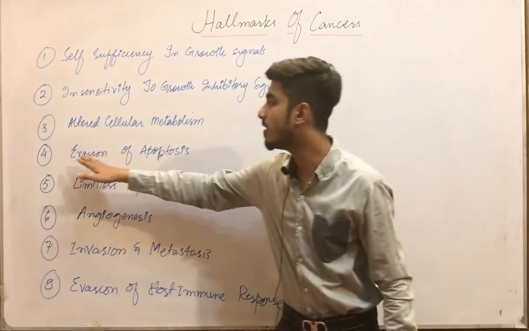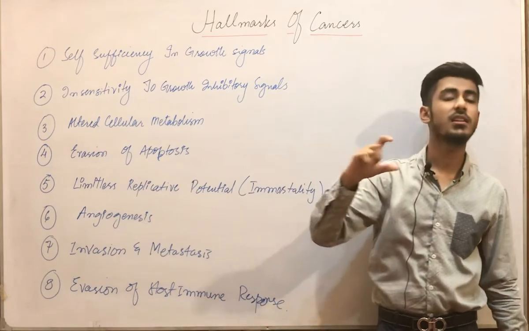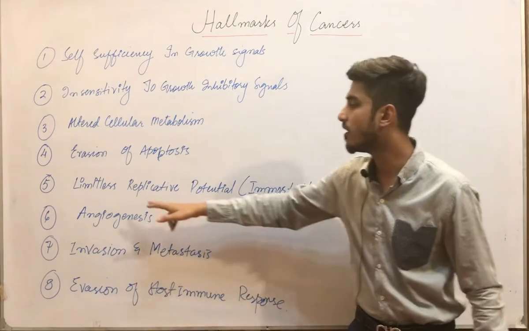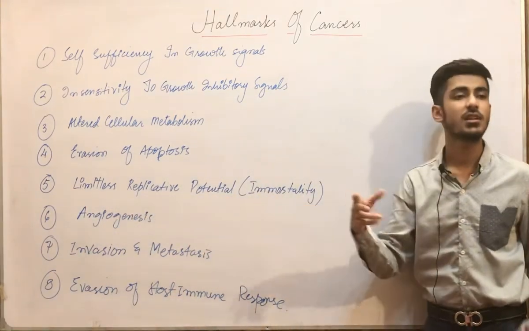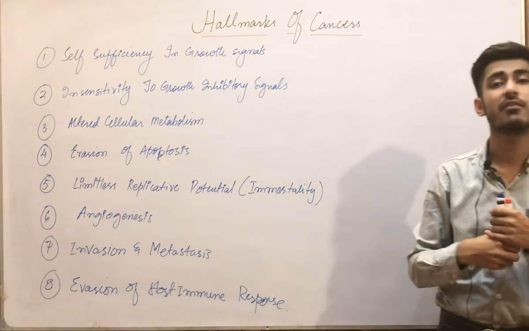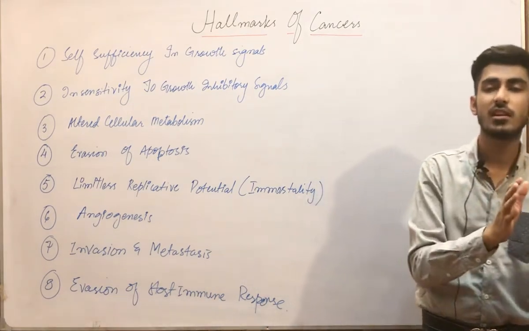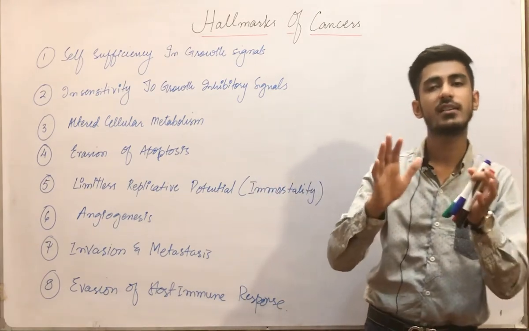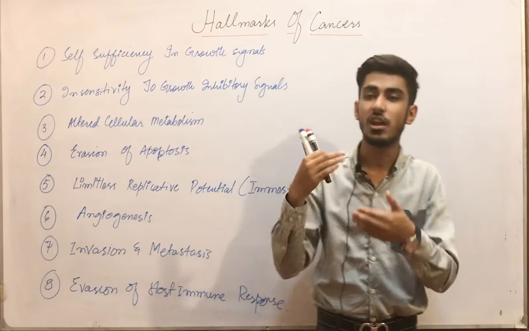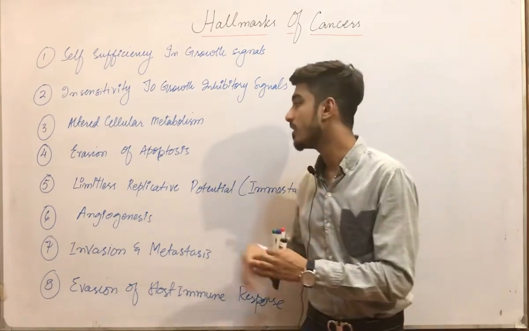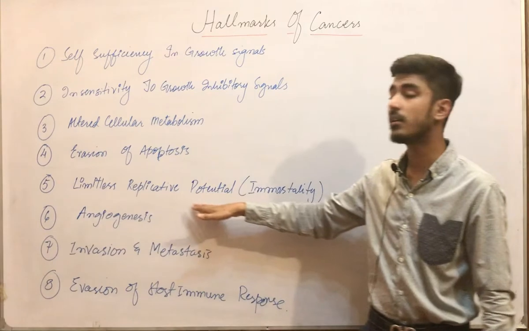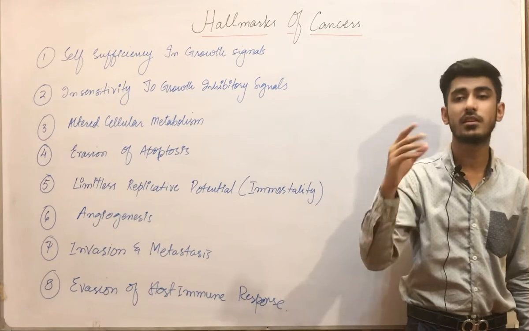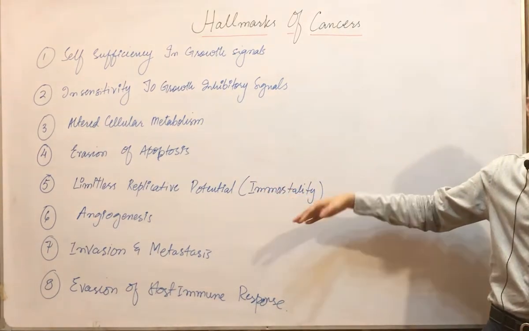Then we have the evasion of apoptosis, meaning that the cancer cells must resist apoptosis. Then we have limitless replicative potential, meaning that our normal cells have a limited capacity to divide. For example, suppose a cell has a capacity to divide about 60 times. After dividing 60 times, that cell will become aged and it cannot replicate. But cancer cells have unlimited replicative potential, meaning they can replicate unlimited times. That is called immortality, meaning never dying.